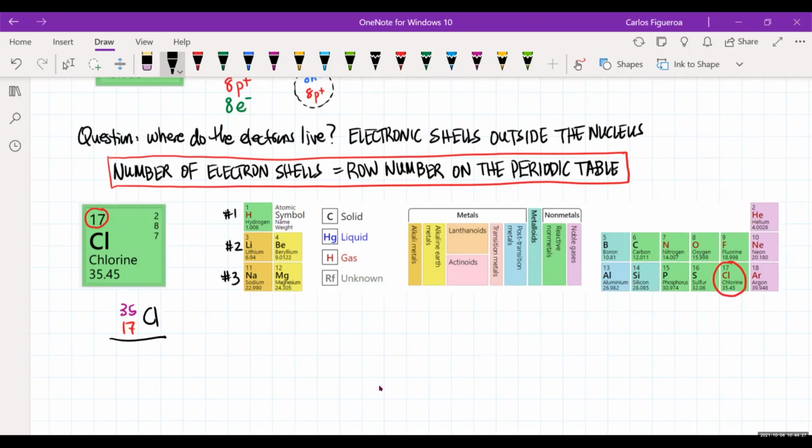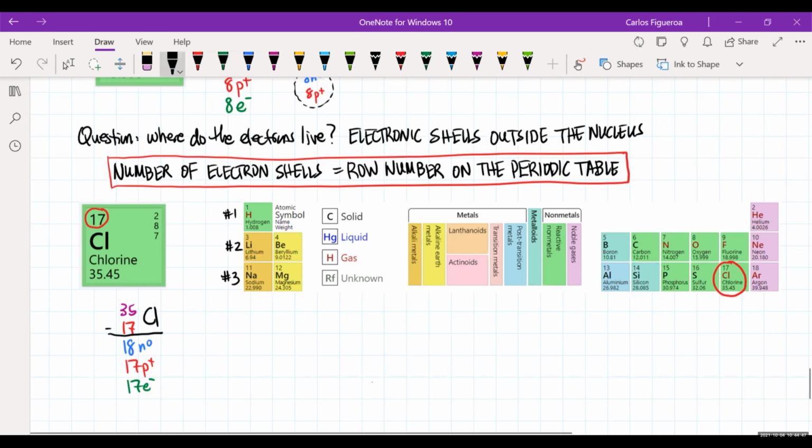And now I have chlorine. So what am I going to do? I'm going to subtract these. So if I subtract these, what do I see here? We already know that we have 18 neutrons. We have 17 protons. And we have 17 electrons.